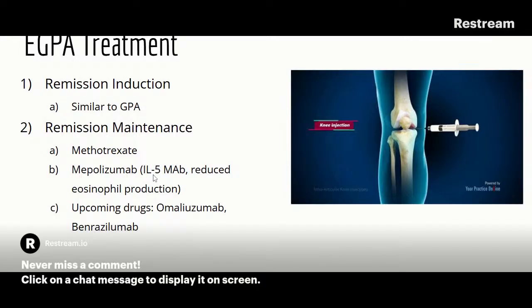Mepolizumab. It is an IL-5 monoclonal antibody. It reduces eosinophil production. Now, I don't expect this to come up in your exam, but just for anyone who wants to be curious about these things, it reduces eosinophil production, so therefore it reduces EGPA.